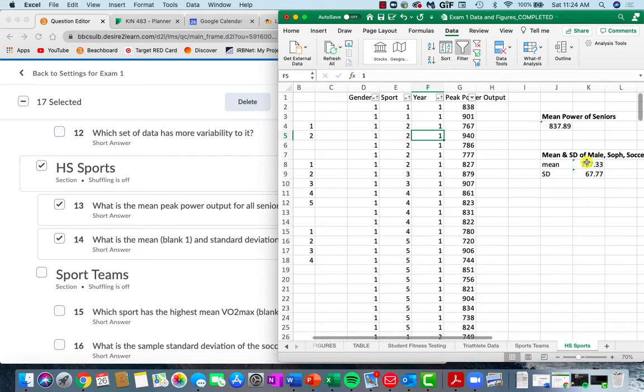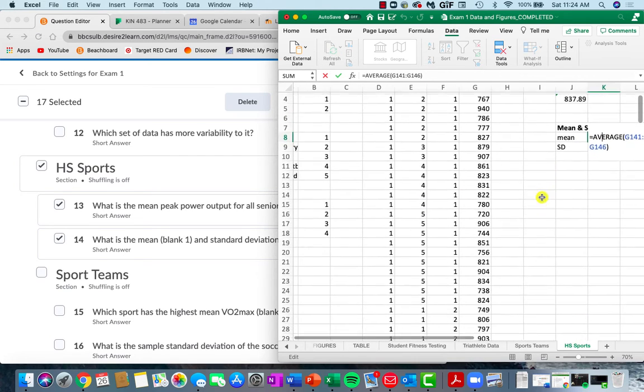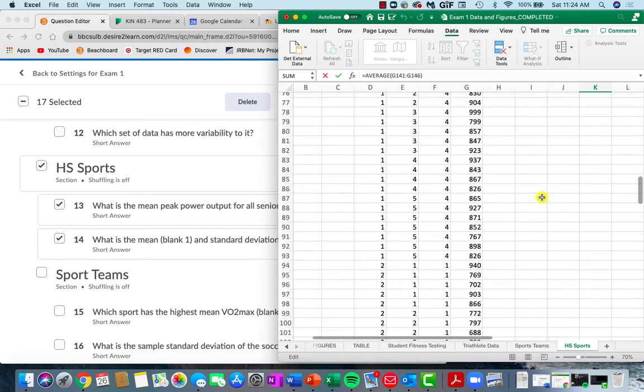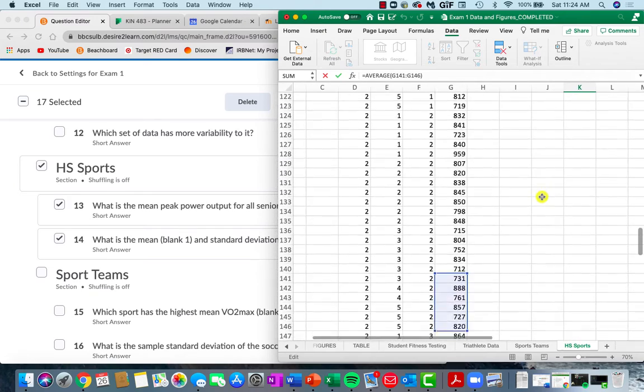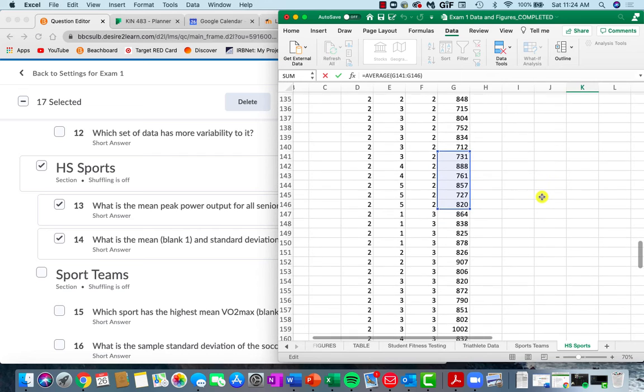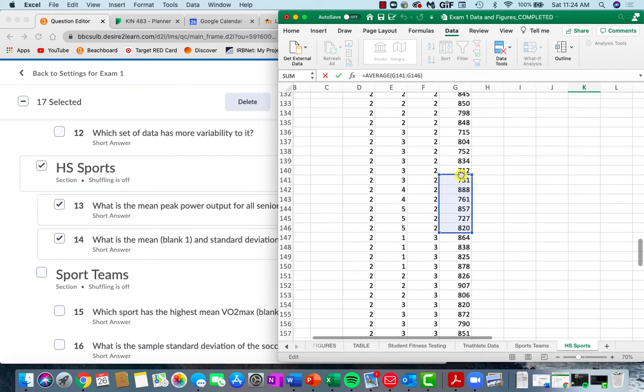Right? So when we calculate the mean, and this range might have changed, I'm hoping it stayed the same. You're gonna scroll down. Yeah, it did change. I was thinking that number didn't look quite right. Okay, so you're gonna look for the grouping, right? 2, 3, 2 would mean male, soccer, sophomore, with the way that these columns are labeled.